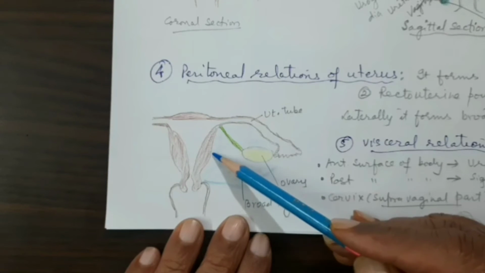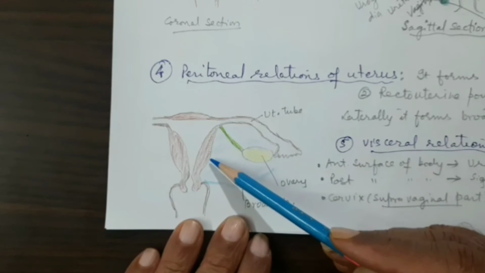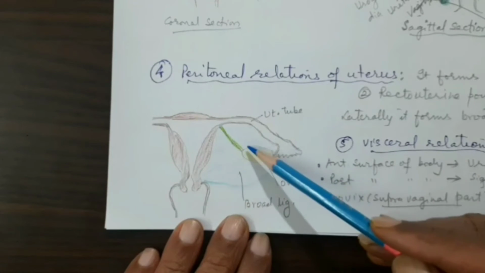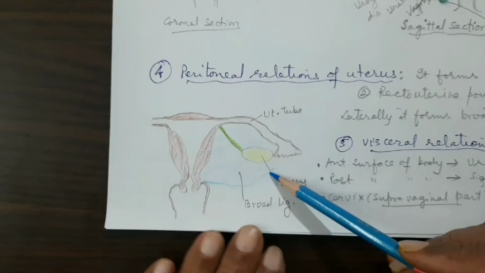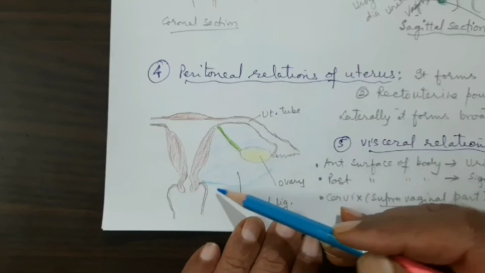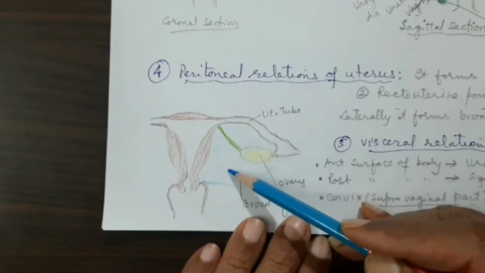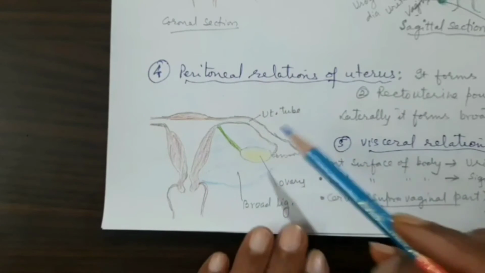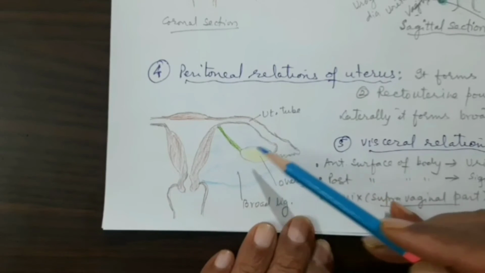cervix, anterior layer and posterior layer, they will come and fuse with each other from the lateral margin. And then they will go on the right side as well as on the left side of the body of the uterus. Above, it will enclose the uterine tube, and lower down it will get attached onto the floor of the pelvis, the pelvic diaphragm, I mean to say. And this double fold of peritoneum, formed by the anterior and posterior layers of the peritoneum, is called the broad ligament of the uterus.